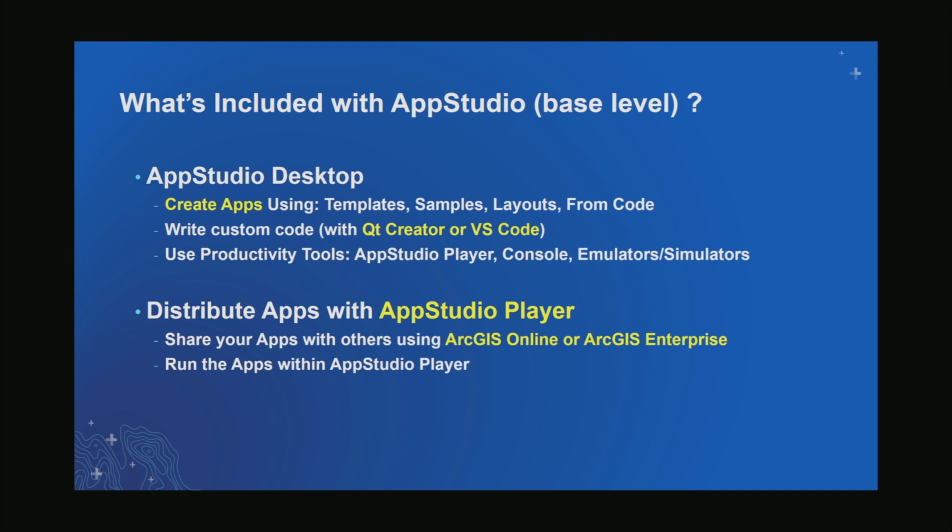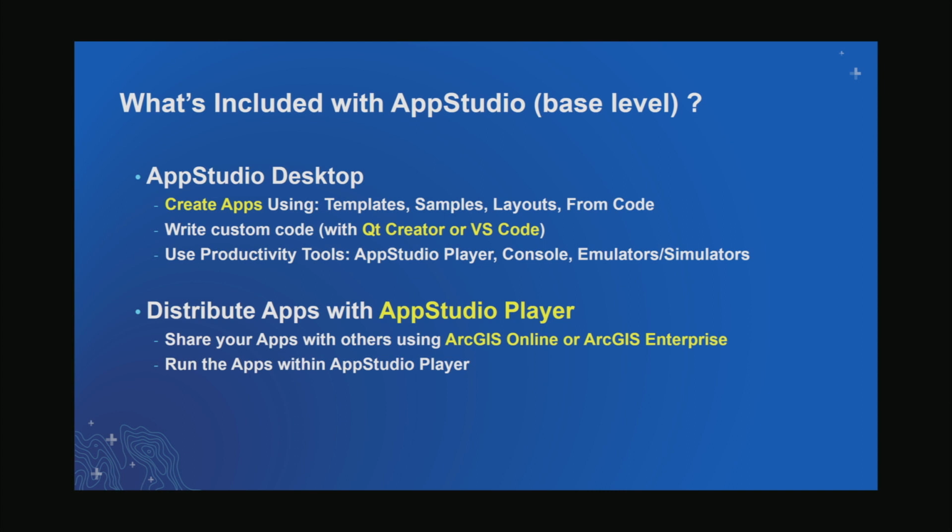You can write custom code with Qt Creator or other tools and customize your app. You get access to all these productivity tools to debug, like console and emulator simulators. We didn't even talk about some of those things, but in AppStudio Player, you get access to that. That's kind of what you get.